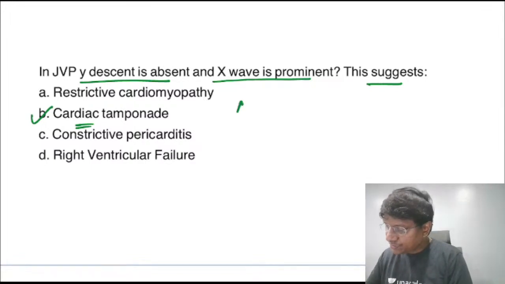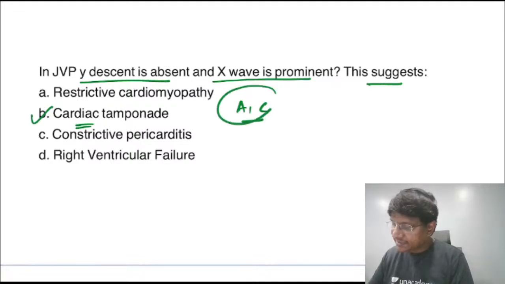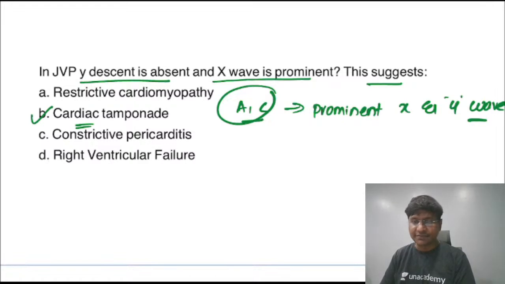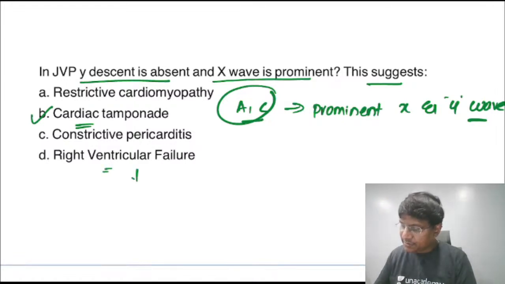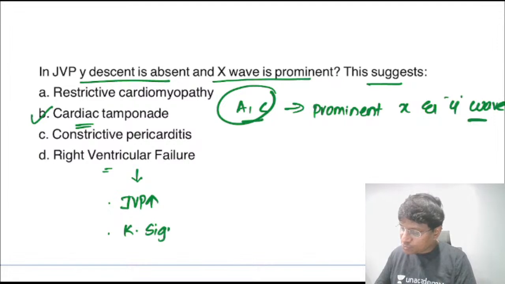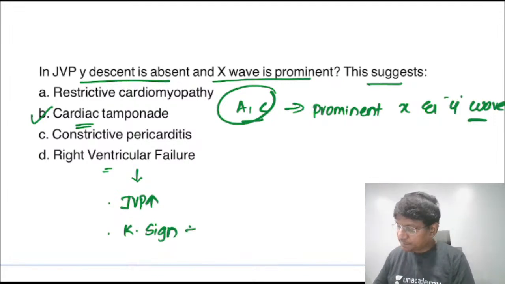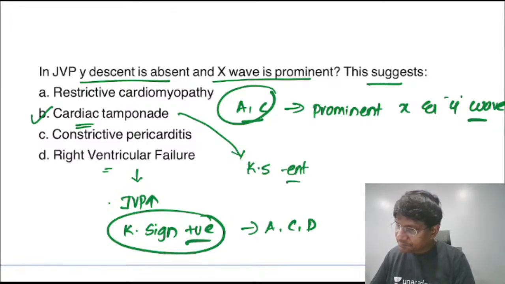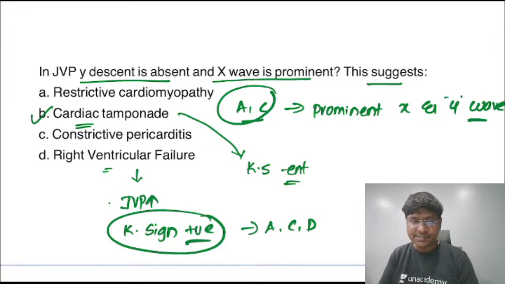But if you take these two options, that is A and C, restrictive cardiomyopathy and constrictive pericarditis, in both of these patients you will have prominent X and as well as Y wave. Whereas in right ventricular failure, the JVP is elevated, and you can observe the presence of the Kussmaul sign. Kussmaul sign is present in all three options, that is A, C, and D. But in cardiac tamponade, the Kussmaul sign is absent. Okay, so the answer here is B.